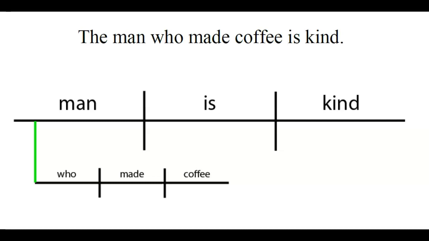Now, when we look at this in a sentence diagram, it makes a bit more sense too. The man is kind is our main sentence. The man is kind. And that goes across the top. And then who made coffee is a separate little diagram across the bottom. And the word who directly connects to the word man, because who is the direct representative, right? It's not like a made man or a coffee man. The man, it's like who is the direct representative of man. So we put that connection line there, right?